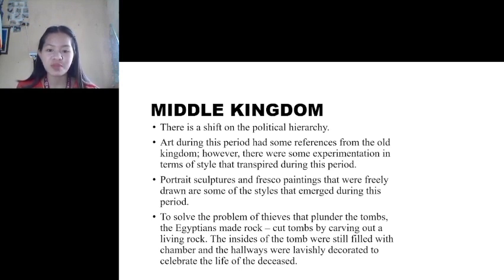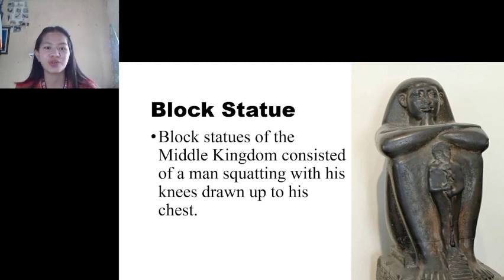They cut tombs by carving out living rock. The insides of the tomb were still filled with chambers and the hallways were lavishly decorated to celebrate the life of the deceased. Okay, black statue. Black statue is one of the arts in Middle Kingdom. Black statues of the Middle Kingdom consisted of a man squatting with his knees drawn up to his chest.